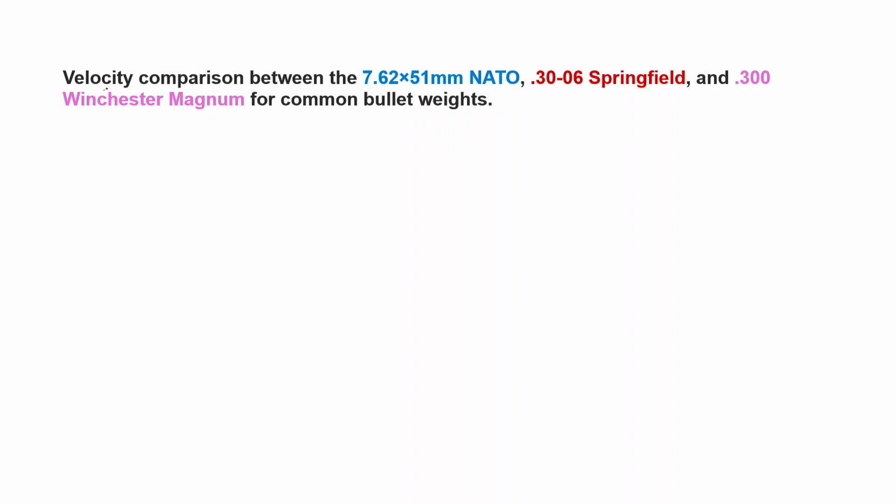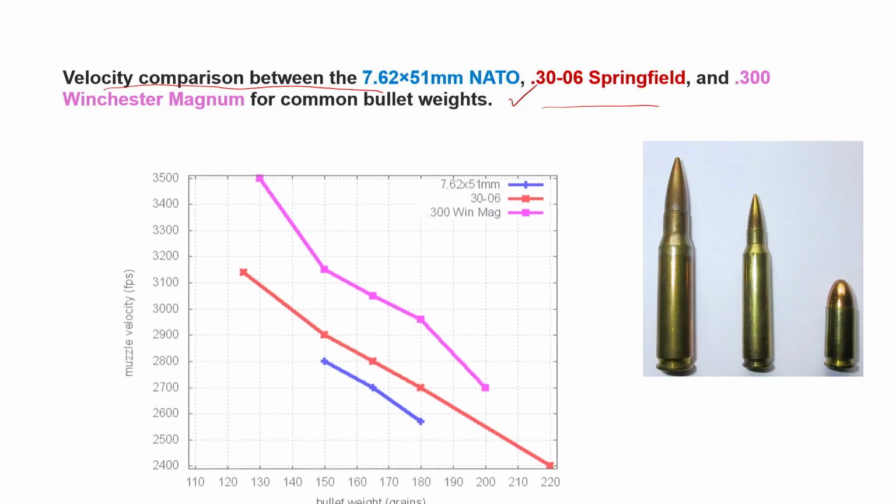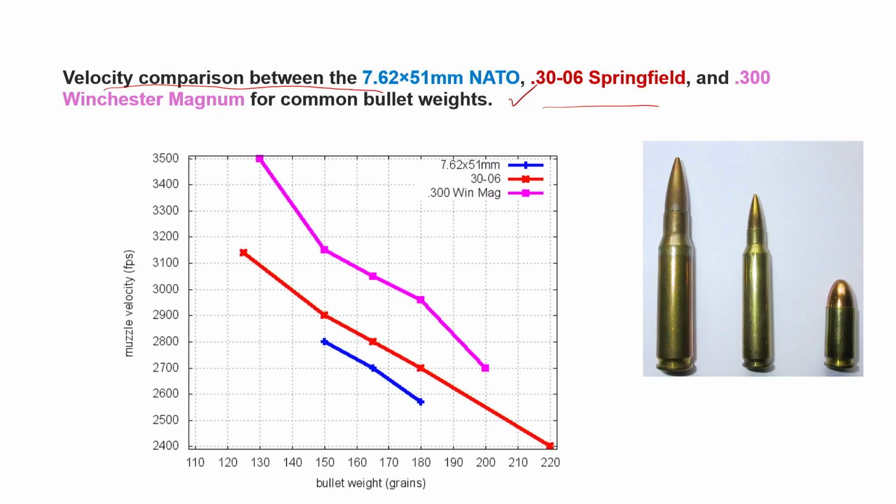So, the velocity comparison between this 7.62 by 51 mm NATO, 0.30-06 Springfield and 0.300 W&M Winchester Magnum for common bullet weight. So, these are for velocity, these are the different types of bullets. Now, there you can see the velocity comparison.